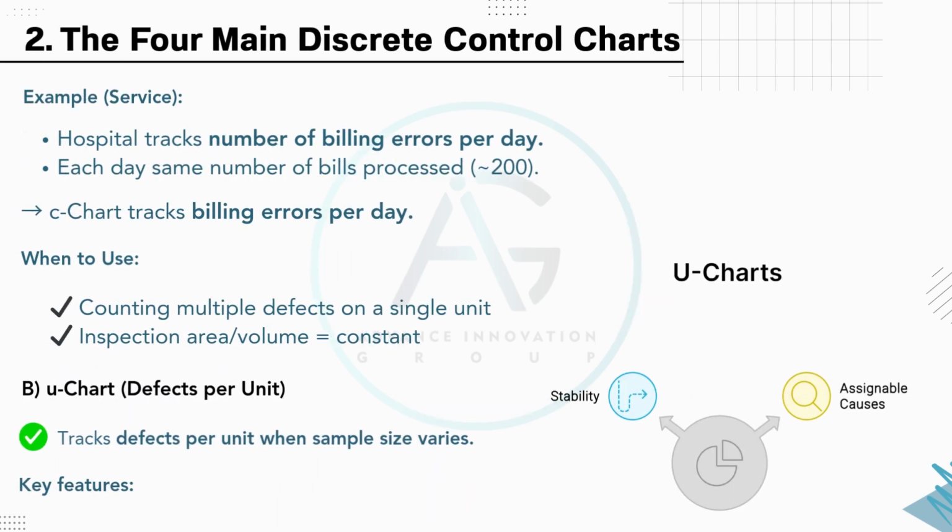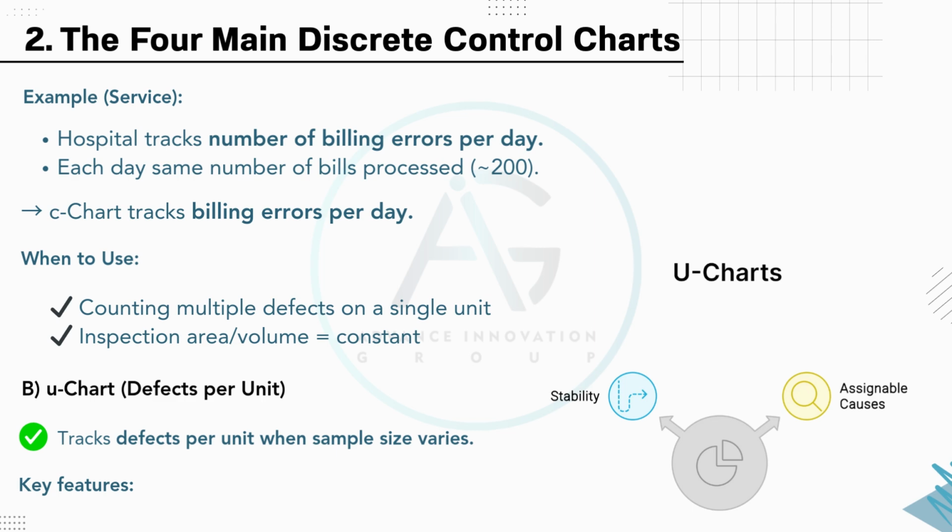Let's explore the second type of discrete control chart, the U chart, which is used to monitor the number of defects per unit, especially when the sample size varies. Key features. The U chart is appropriate when defects can occur multiple times per unit, and sample sizes are not constant. It plots the average number of defects per unit over time, allowing us to monitor the process's stability. Unlike the C chart, the U chart accommodates varying sample sizes, making it more flexible in real-world scenarios.